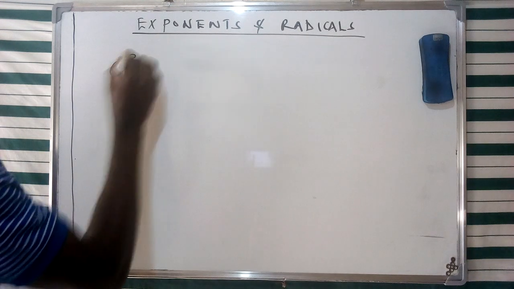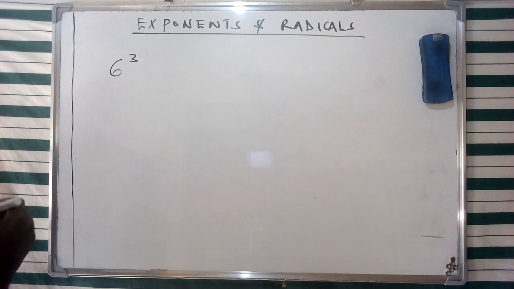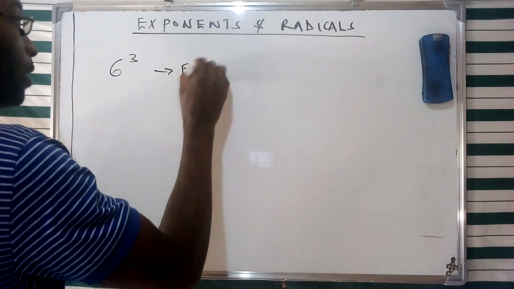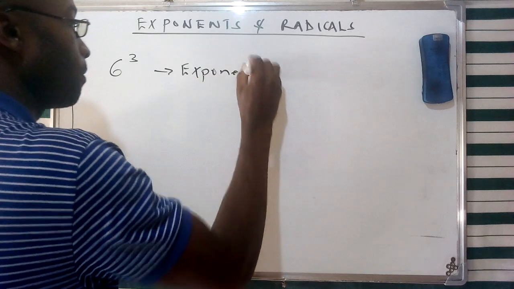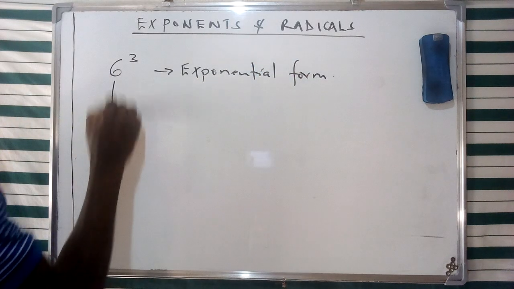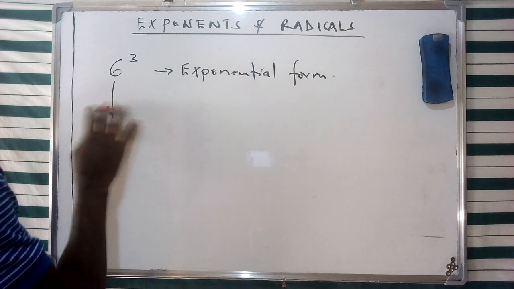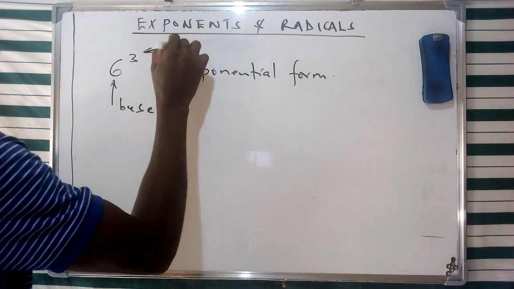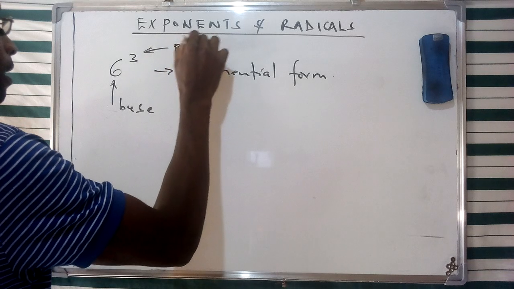If I may give an example of a number like 6 raised to power 3, this is a number that has been given in what we refer to as exponential form, whereby we see that this constitutes what we refer to as a base, and this is given as a power.